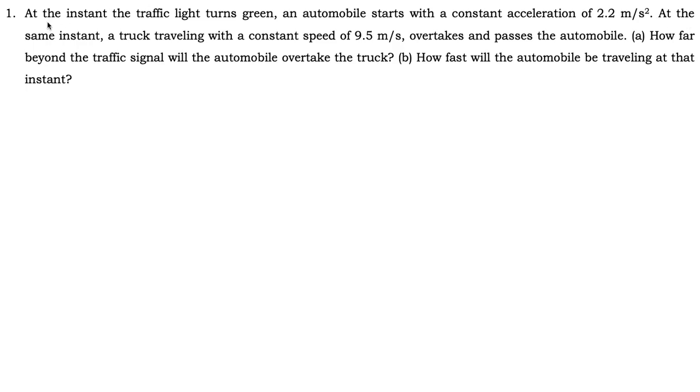At the same instant, a truck traveling with a constant speed of 9.5 meters per second overtakes and passes the automobile. A. How far beyond the traffic signal will the automobile overtake the truck? B. How fast will the automobile be traveling at that instant?